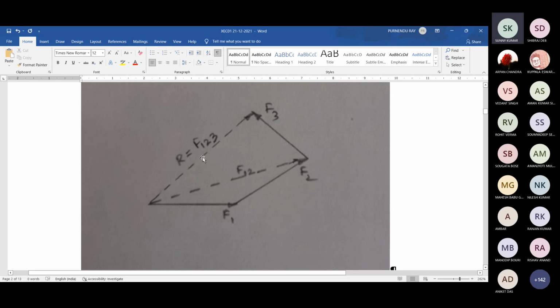Now suppose there is a force F4, where F4, when you draw or represent it graphically, starts from this end of F3, and by any chance it comes to overlap on the starting point of F1.